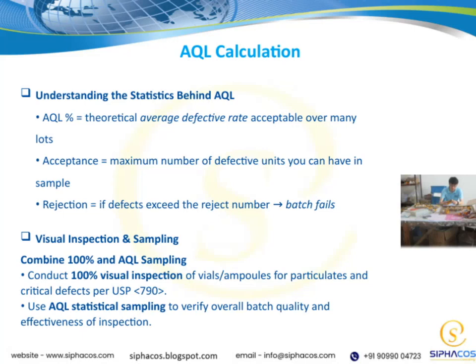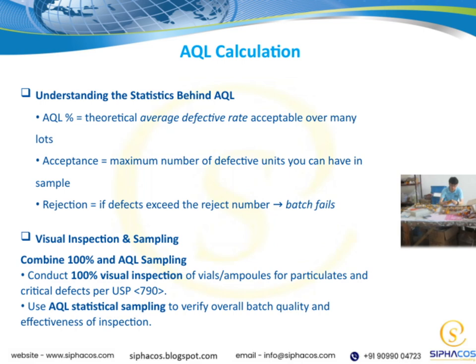Let's take a closer look at the AQL calculation. The AQL percentage represents the theoretical average defective rate that's acceptable over many lots. It helps us set a standard for quality, ensuring we don't reject good batches or accept too many defective ones. Acceptance defines the maximum number of defective units we can find in our sample without failing the batch. If the number of defects exceeds the reject number, then the batch is rejected. It's a way to maintain consistency and quality control across production.